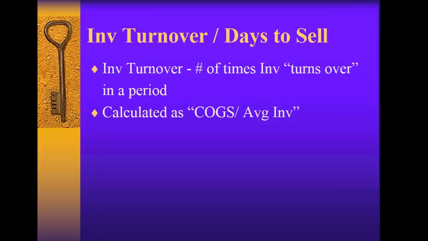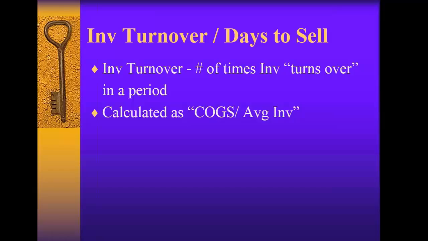We take the number of days in the year, 360 or 365, and divide it by the inventory turnover, and we get our days inventory outstanding. And this is telling us basically how many days the inventory is on our shelves before it is actually sold.